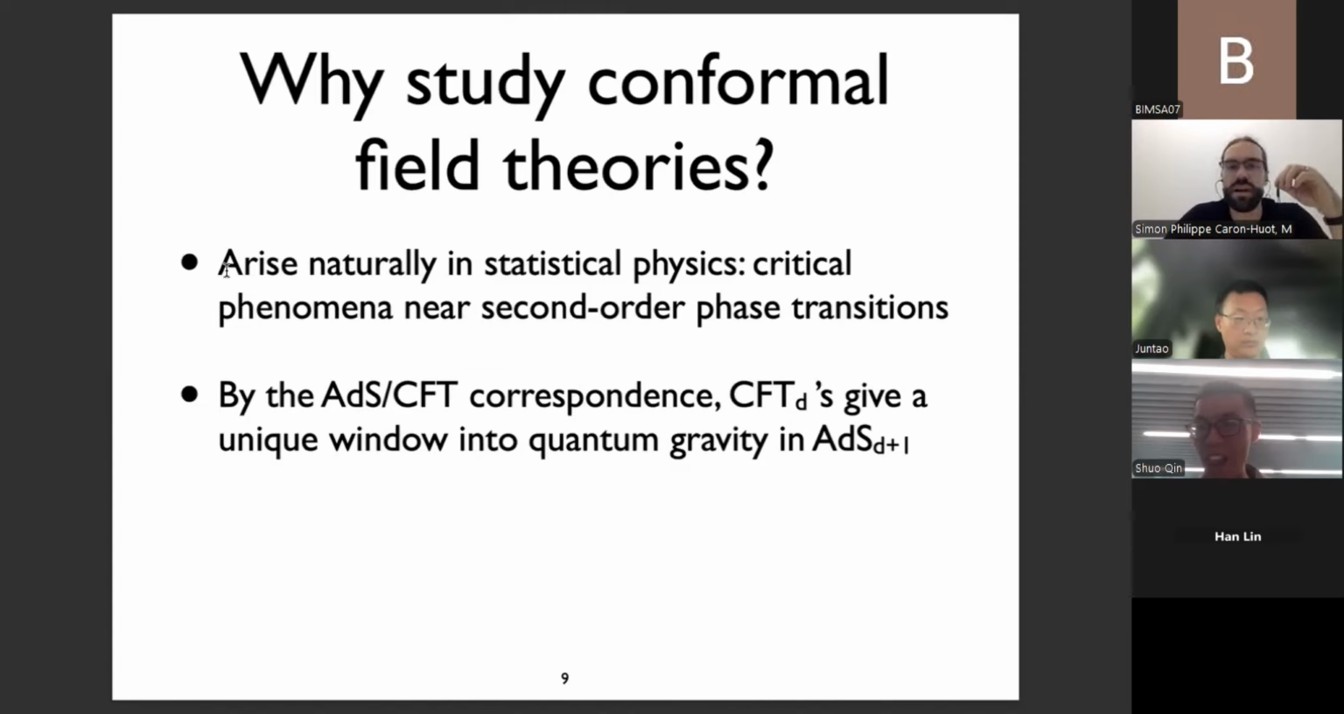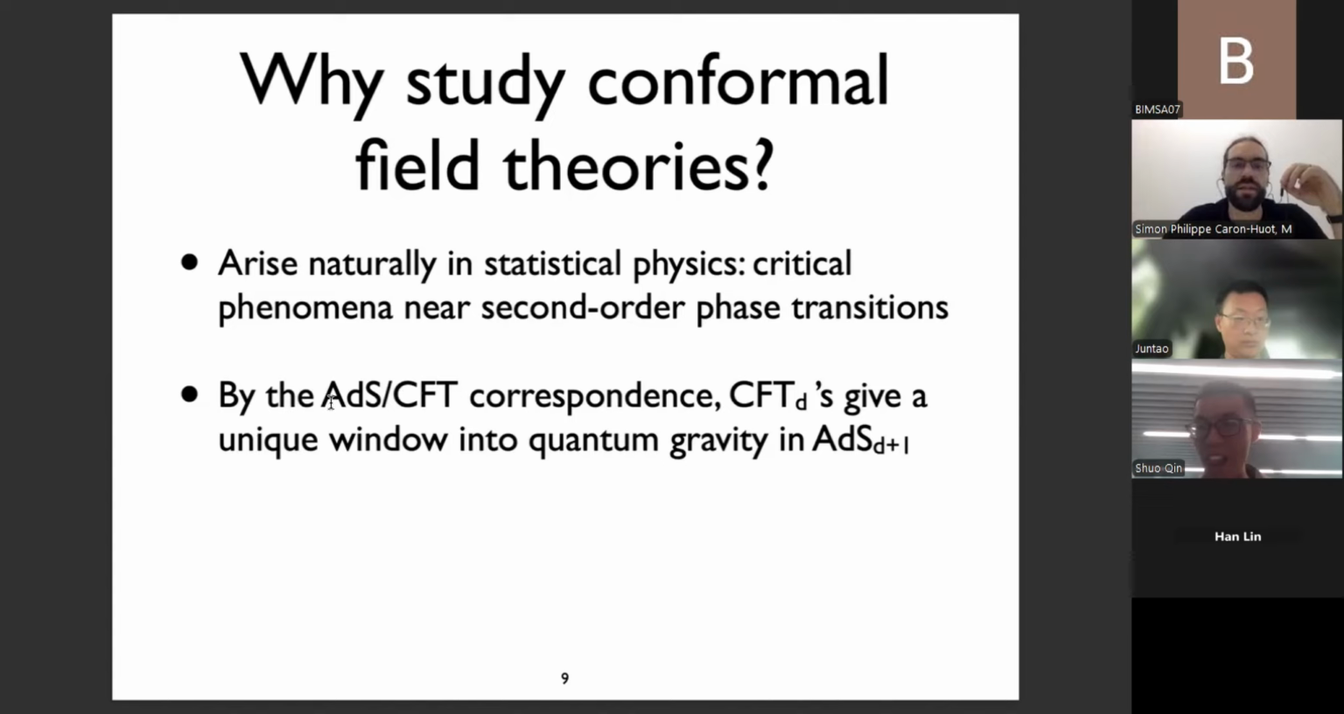First of all, they arise very naturally in statistical physics. Whenever we study a critical phenomenon, what happens near a second order phase transition, when you tune the parameters of a system to a critical point, systems develop long range fluctuations that have these scale invariant and even conformal properties.